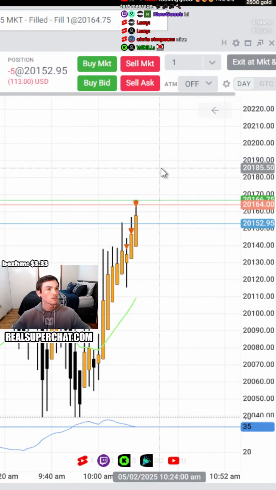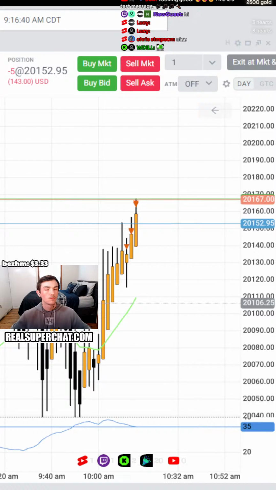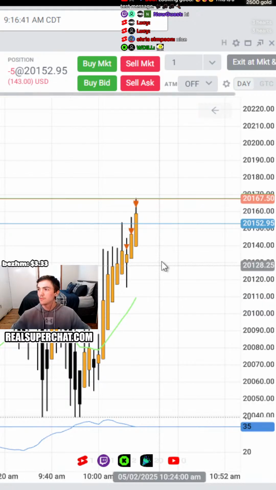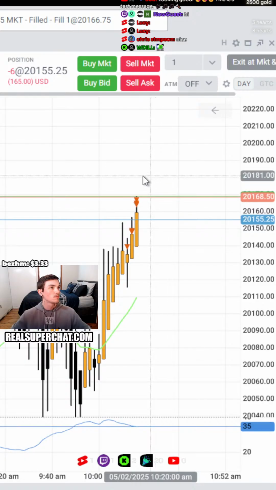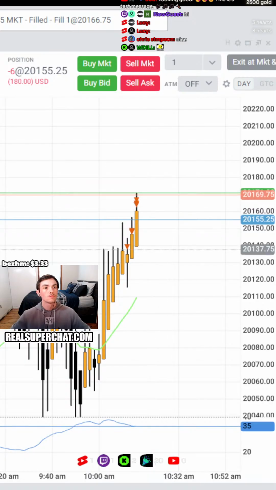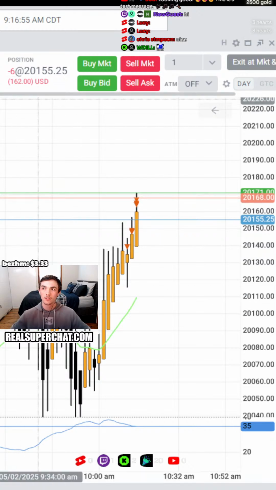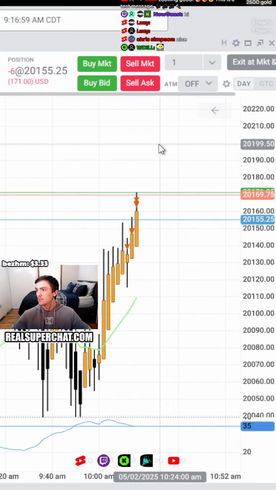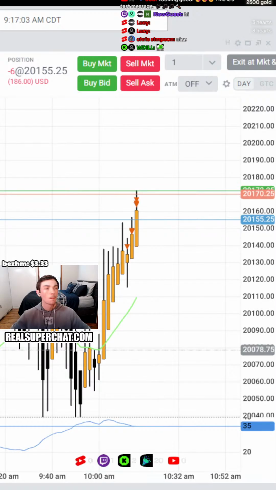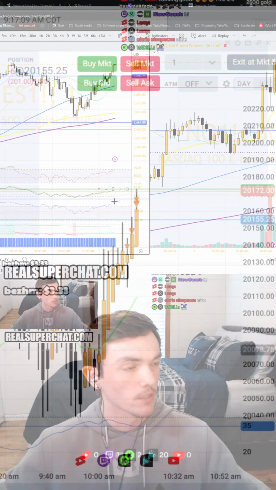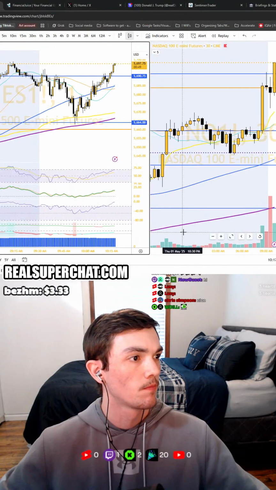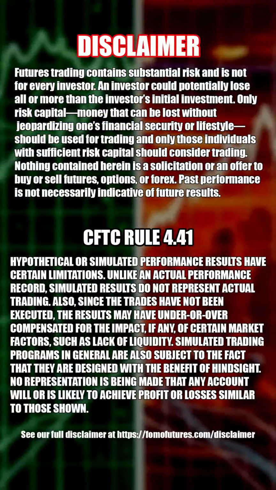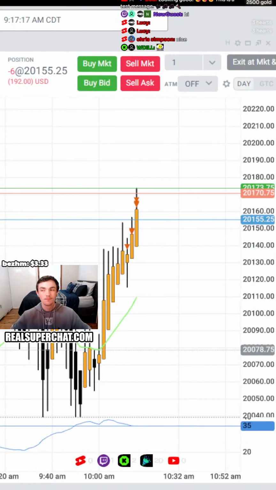Added 2 more minis. Add 1 more. Position 6 so far, minis. Might add some more. Scotch RSI is so overextended right now. Right here. Let me do that.